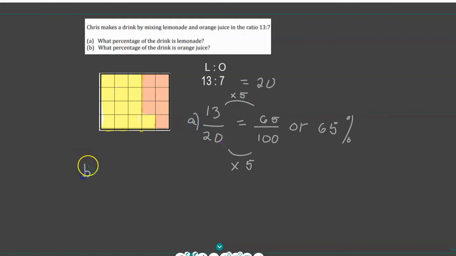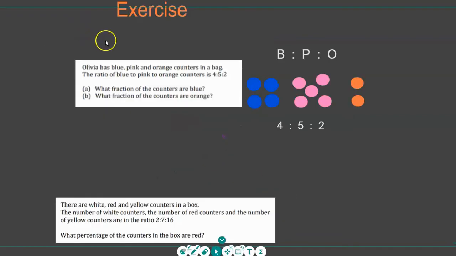Okay, so let's answer letter B. The question is, what percentage of the drink is orange juice? So orange is 7 parts out of 20. So we're going to change that into percentage. So make the denominator 100 by multiplying 20 by 5. What you do to the denominator, you do the same to the numerator. So 7 times 5 is 35, which means that orange juice is 35% of the drink.